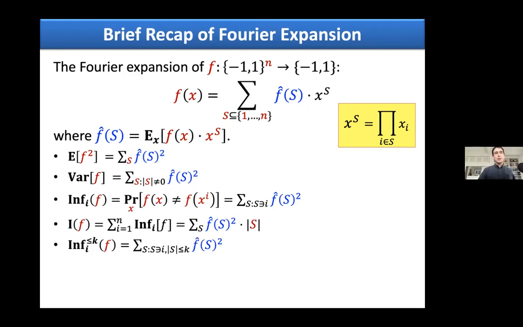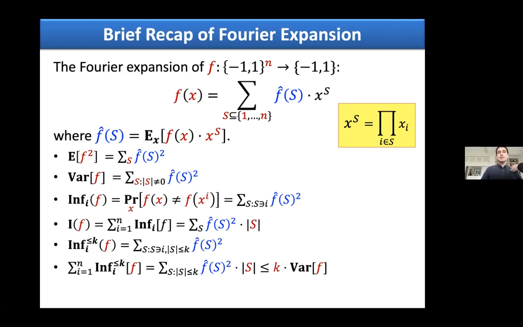And similarly, we can talk about more refined notions where we look at influence up to level k, and total influence up to level k. This is just summing up over all sets of size at most k. And then we have an upper bound on the total influence up to level k, which is at most k. So these are a few useful notions when you look at the Fourier representation.